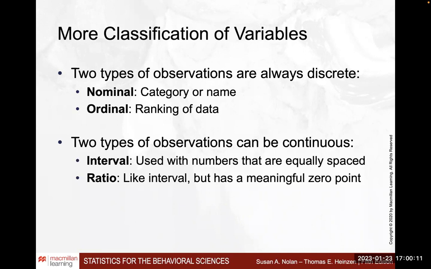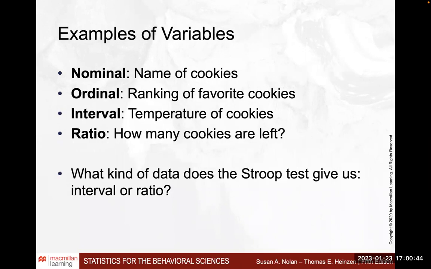So then we have 2 types of observations that are continuous. We have interval and ratio. Interval are basically numbers that are equally spaced. So that is virtually every data you could think of that does not have a meaningful zero. And that's the distinction to ratio. A ratio has a meaningful 0 point. So what does that mean? And these are the best examples to show that. You have the example of cookies. So you have here the 4 different subgroups of variables.